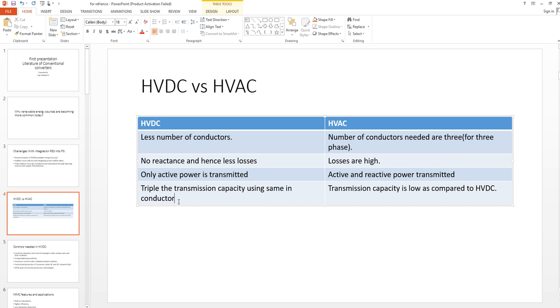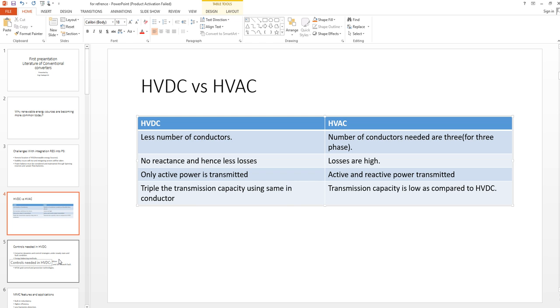Yes, this is the very big advantage of HVDC: you can transmit triple the amount of power using the same conductor in HVDC as compared to an HVAC transmission line. So we see there are many advantages in the HVDC system as compared to the HVAC system.